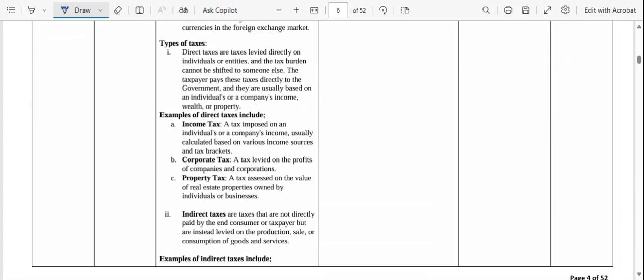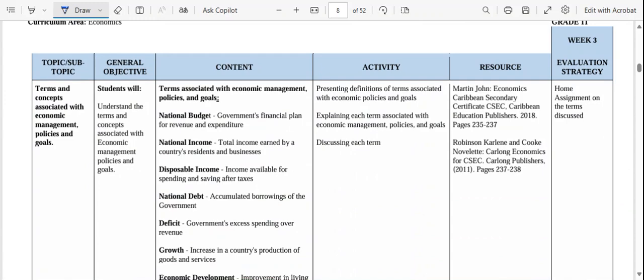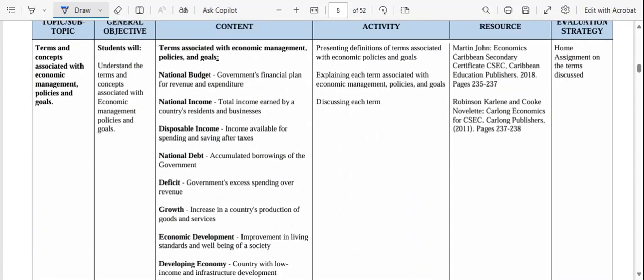So let us go into some of these terms that we were saying a little while ago. These are terms associated with economic management, policies, and goals. We always have these big questions in our minds, such as national budget, national income, disposable income, and national debt, but we don't usually know what they mean. So let's start one by one and go through each term as you sit and drink a cup of coffee at your respectable desk. We have the national budget, the government's financial plan for revenue and expenditure. We also have the national income, the total income earned by the country's residents and businesses.